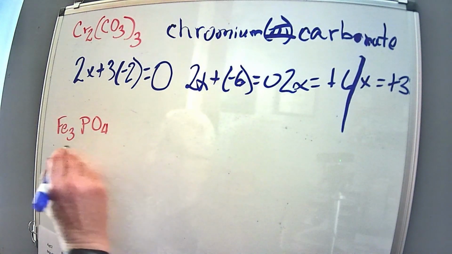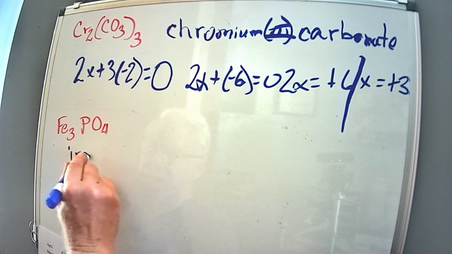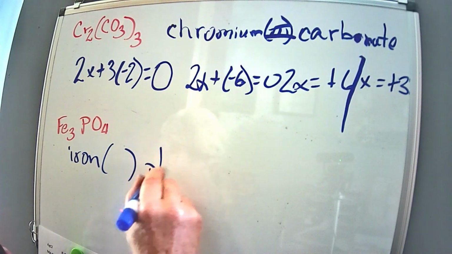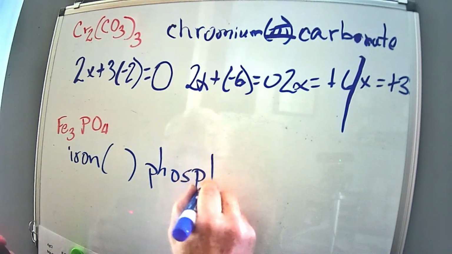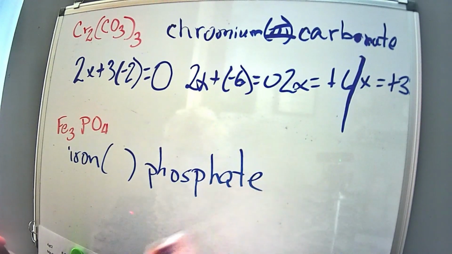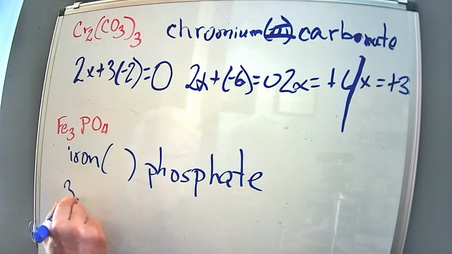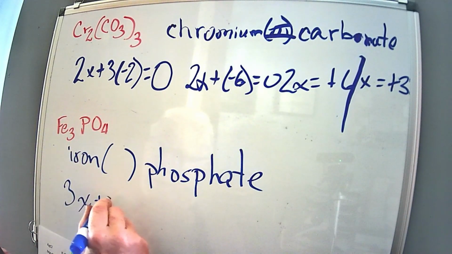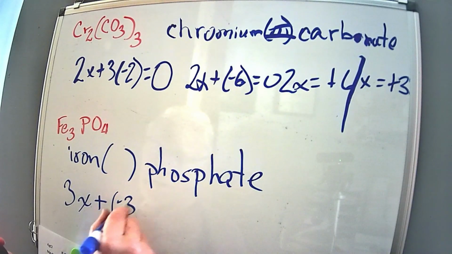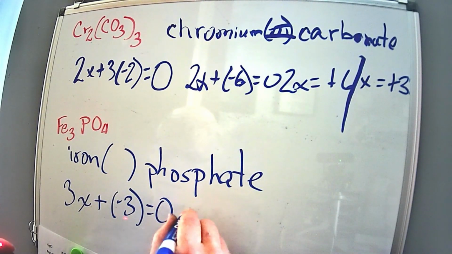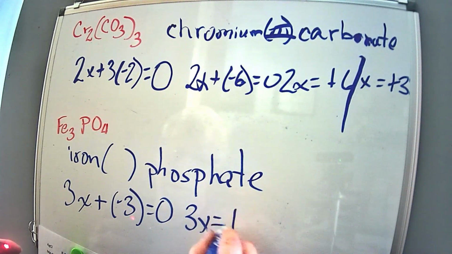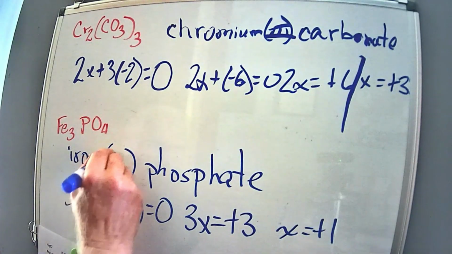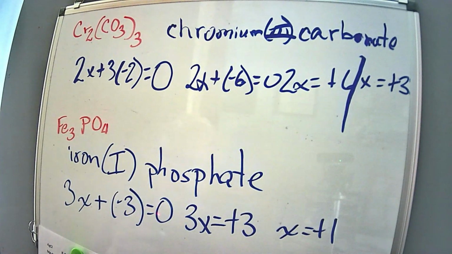Next one we have Fe, iron. Again, multiple charges, so we have to figure out which one it is. PO4 is phosphate. There are 3 of the irons that we don't know the charge on. There's 1 of the PO4s. PO4 phosphate ion is a 3- charge. Whole thing equals 0. So 3x is equal to a +3. So x is equal to a +1. So iron 1 phosphate.